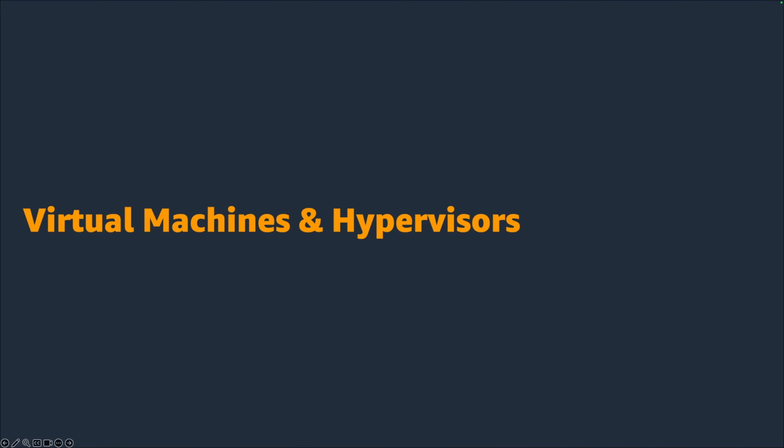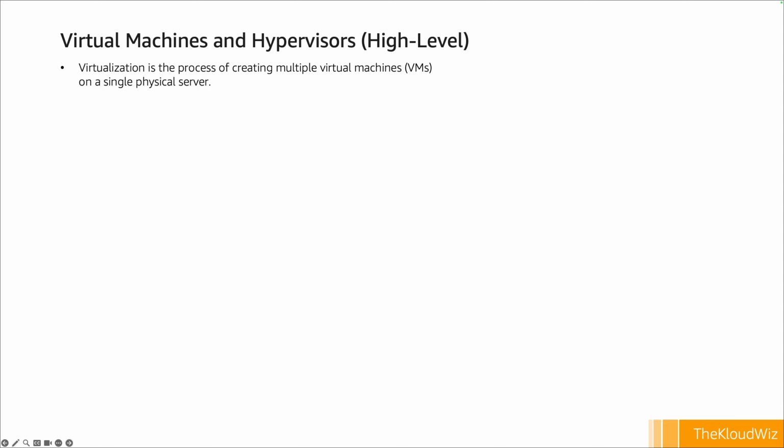And now let's talk about virtual machines and hypervisors. But before we can appreciate virtual machines and hypervisors, we need to understand what virtualization is. So, virtualization is basically creating multiple computers in another computer. Let me put it that way, right? So, basically, creating multiple virtual machines on a single physical server.